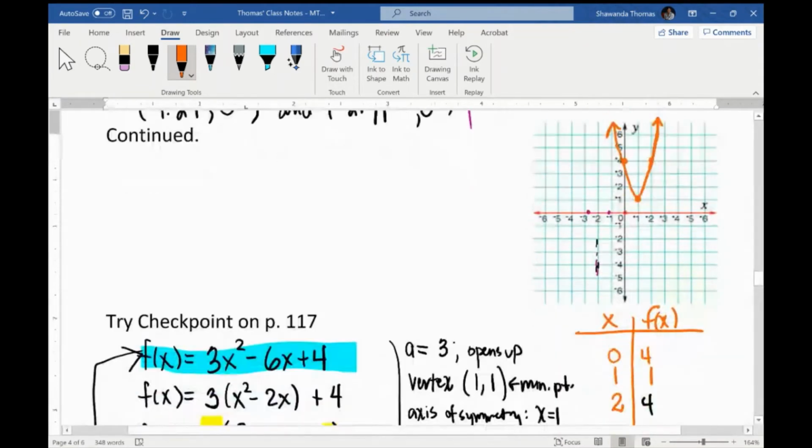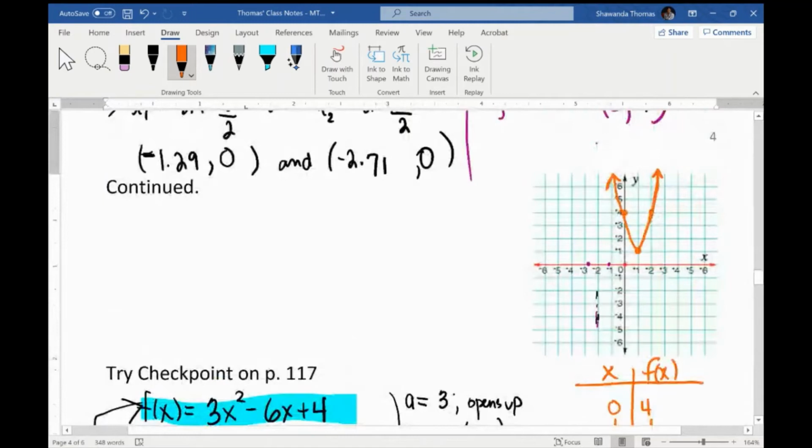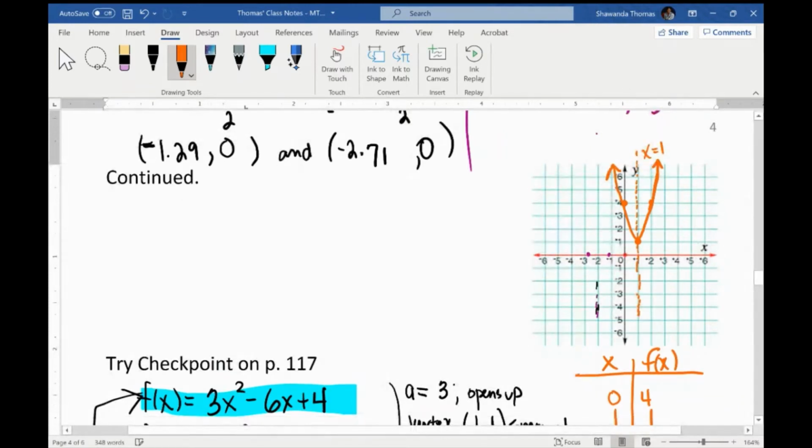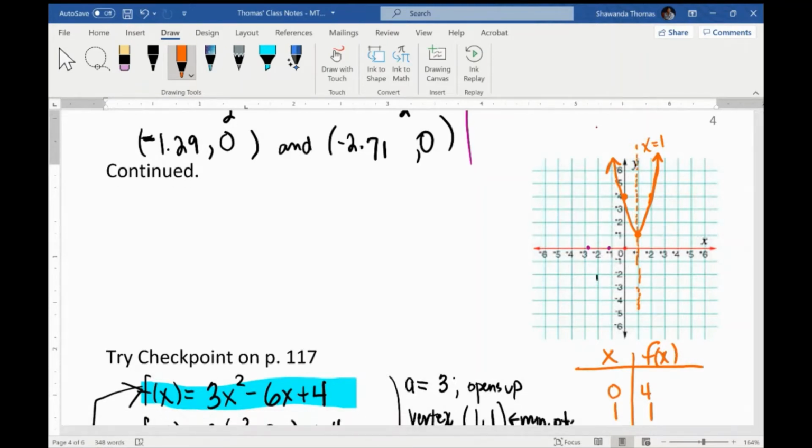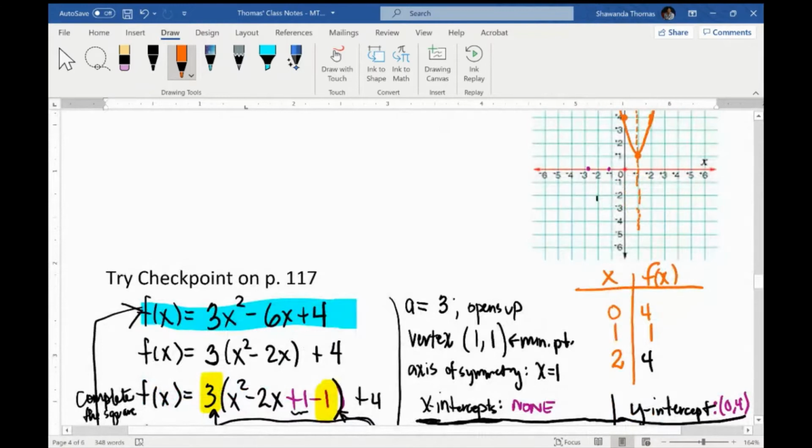And then we already talked about the axis of symmetry is x equals 1. So it splits this parabola at x equals 1. That's an imaginary vertical line. All right. Any questions about that example? We're finished with that one.